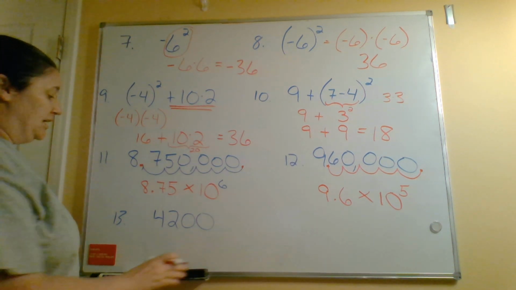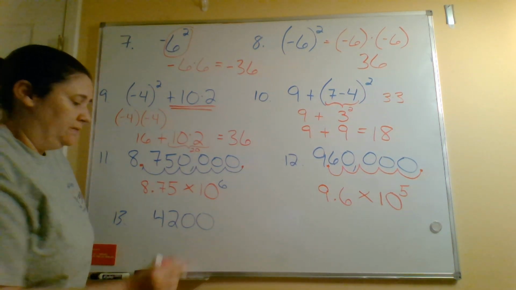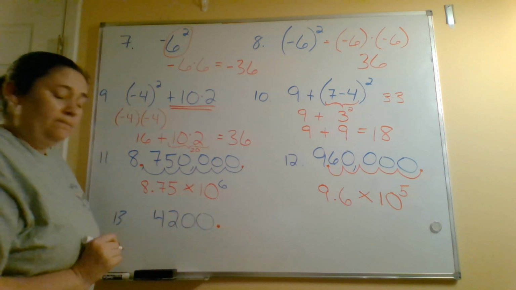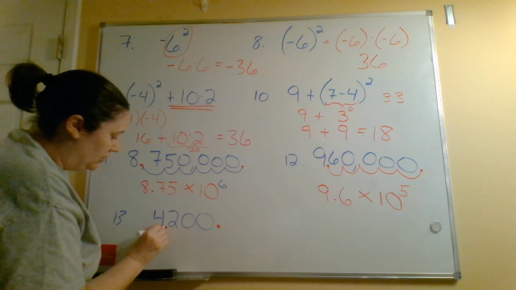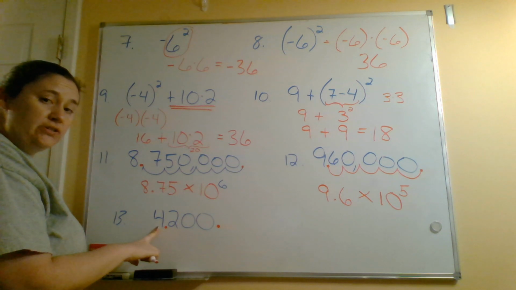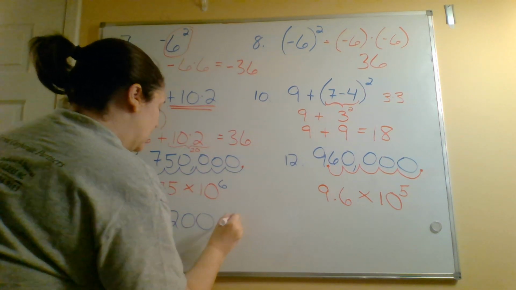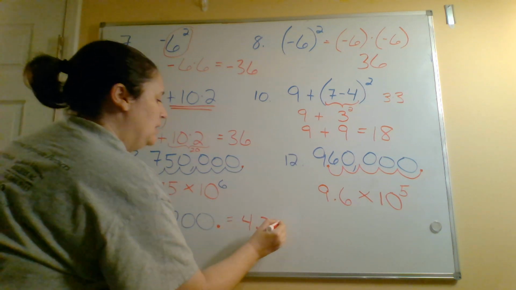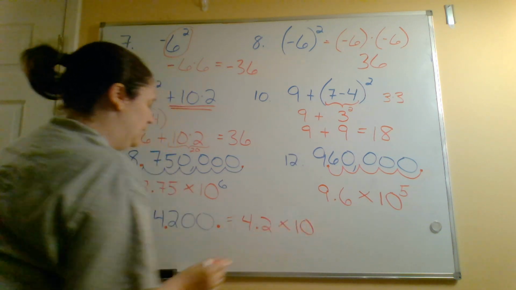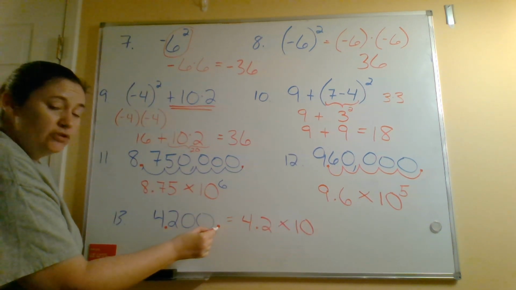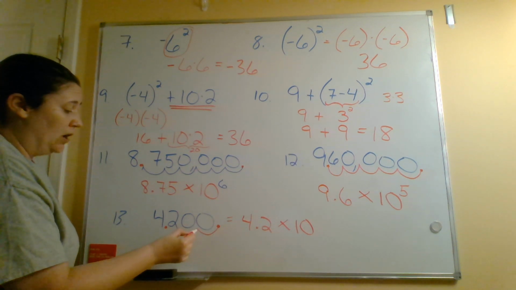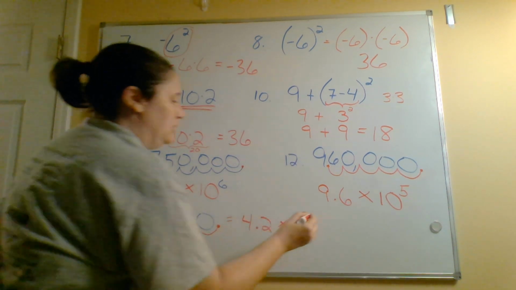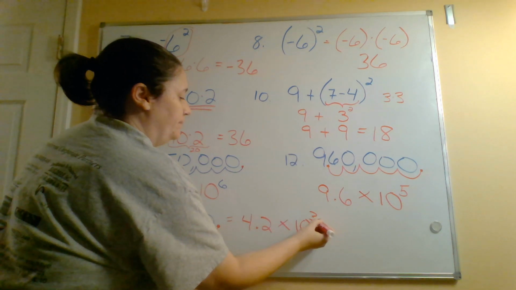For number 13, we have 4,200. The decimal point is here. I'm going to move it here so that it has 1 digit to the left of it. So in scientific notation, this is going to be 4.2 times 10, and count how many times you move the decimal point to the left. 1, 2, 3, to the 3rd power.